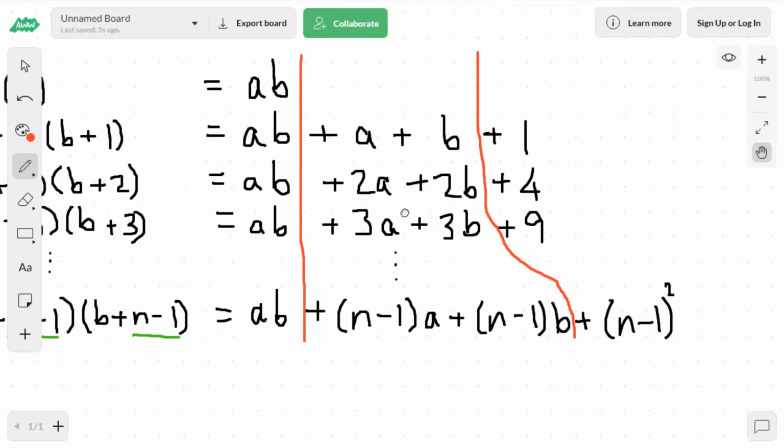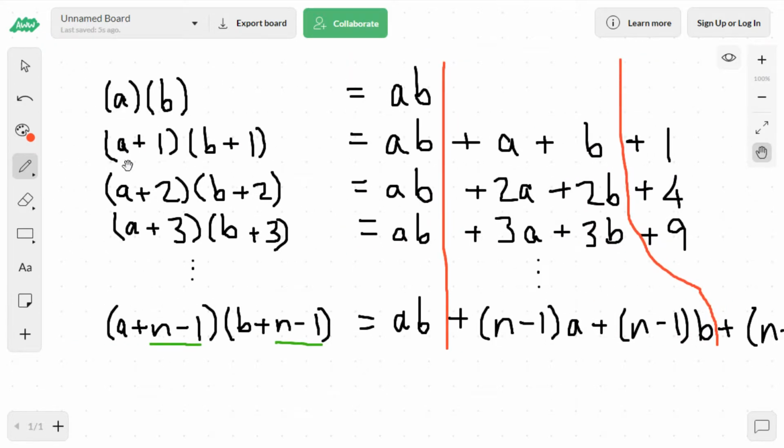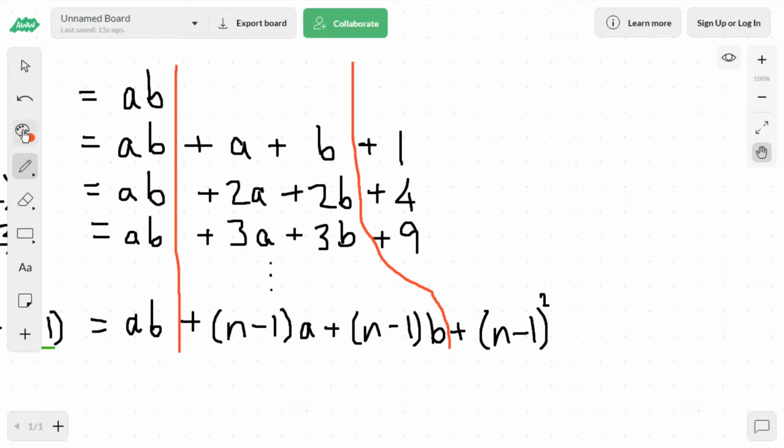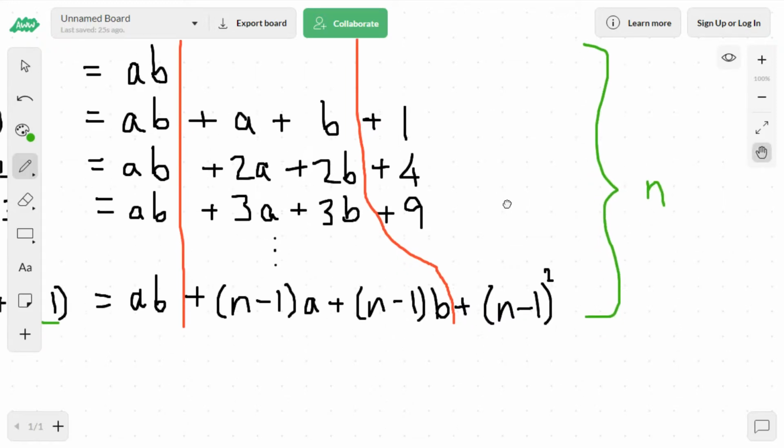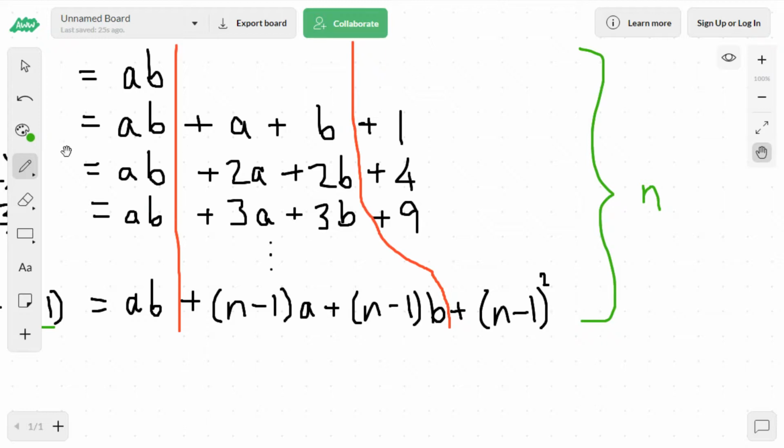Before we go any further, we should ask ourselves, how many of these are we going to have? So we start out with A plus 0, A plus 1, A plus 2, A plus 3, up to A plus n minus 1. So we're going from 0 to n minus 1, so there are n of them. That's probably an important note. We have n many entries, so I'll just put an n over here. And then, what are we going to do with this?